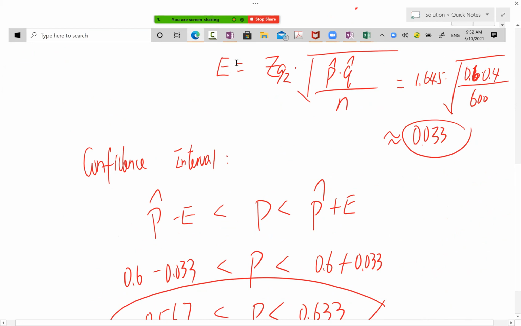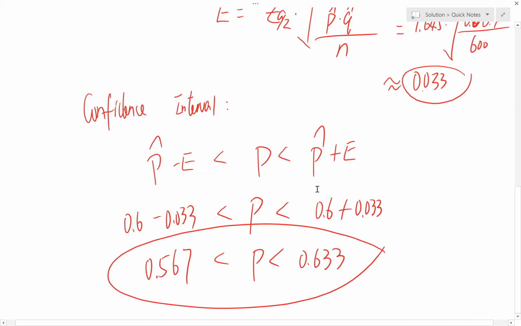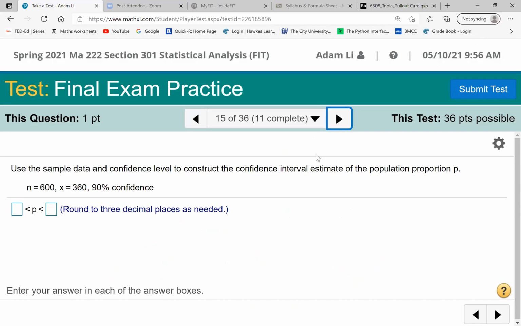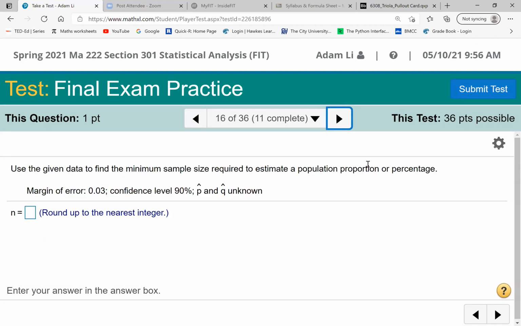And always start with the margin error. Now, once you have margin error, then we have the confidence interval. Okay, this is question 15. Okay, question 16.